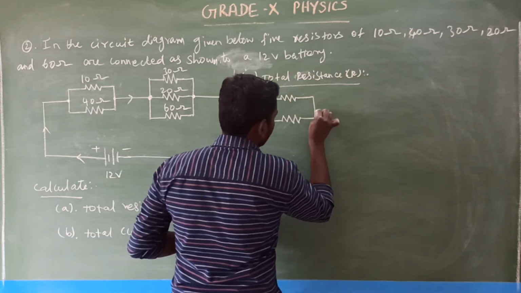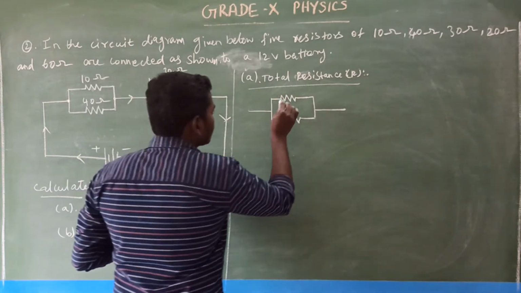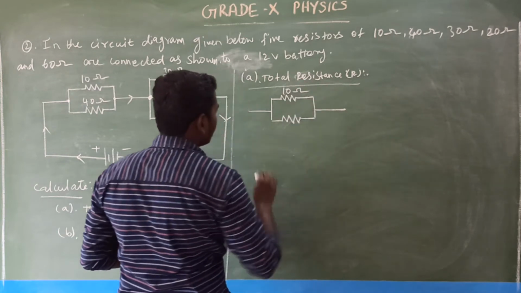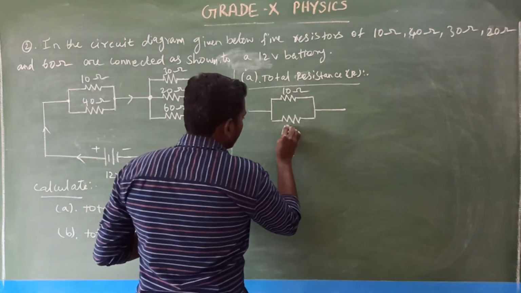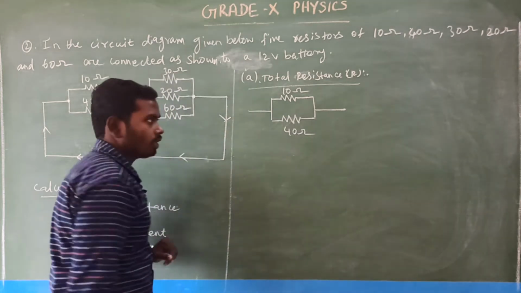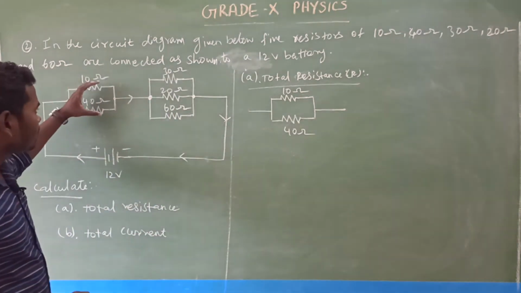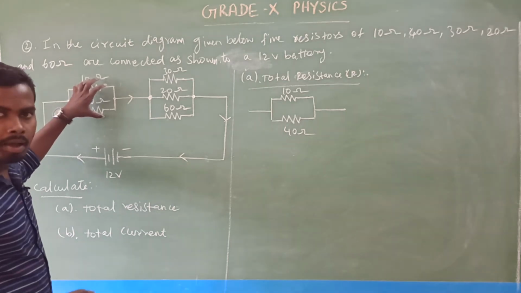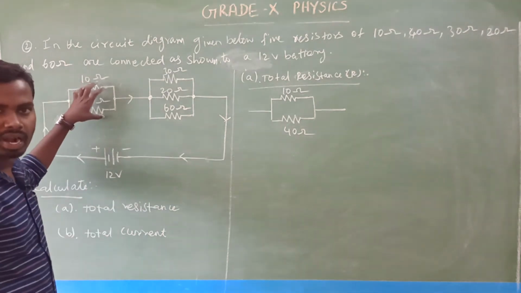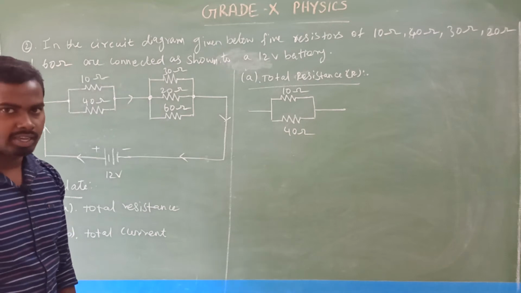Yes, this one. First one value how much, sir? The 10 ohm, sir. First one value 10 ohm, sorry. Second one value 40 ohm. Yes. First I'm going to convert these 2 resistors, which are connected in parallel, into series. Right? Isn't it? Yes. Look at here.